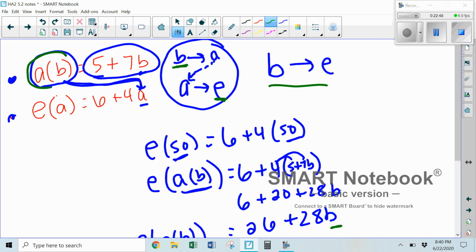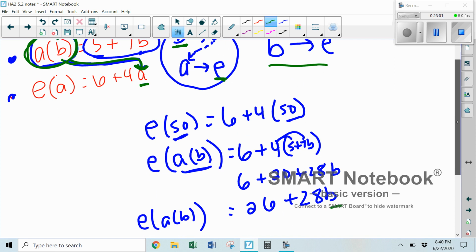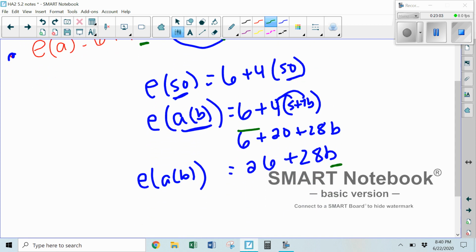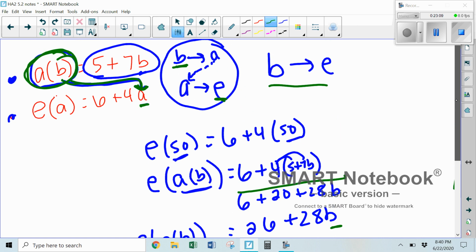You put the first function into the second function, wherever the variable is. Just like when you plug in 50 here or 11 here, you're plugging in this function here, which is what we did right here. 6 plus 4 times this function. Okay? All right, go ahead and try your homework.